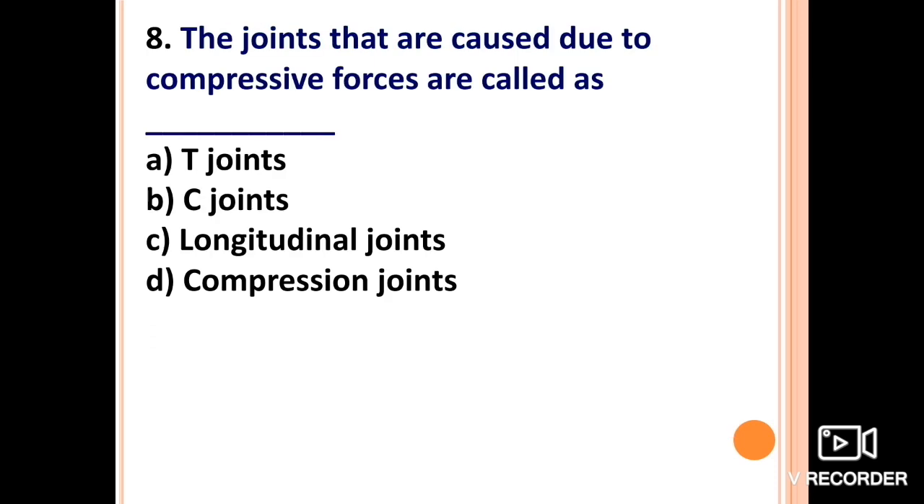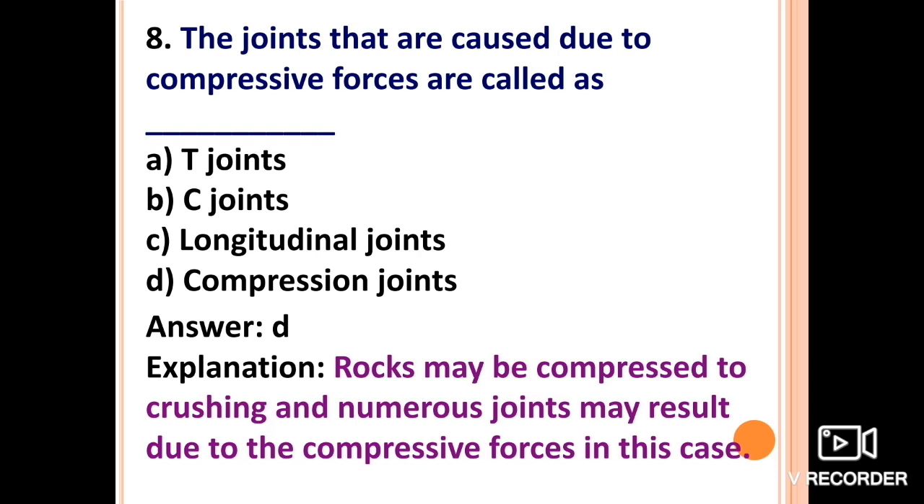Next one is the joints that are caused due to the compressive forces are called as T joints, C joints, longitudinal joints, or the compression joints. So what is given here, the joints that are caused due to the compressive forces, they are known as compressional joints. So rocks may be compressed to crushing, and numerous joints may result due to the compressive forces in this case. Okay, so it's a very easy question. Here the answer is D, compression joints.